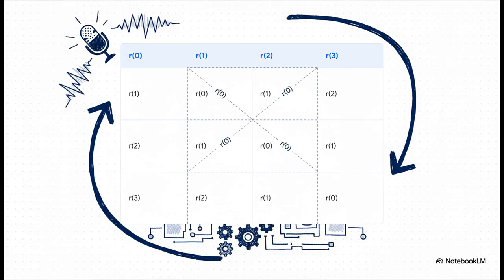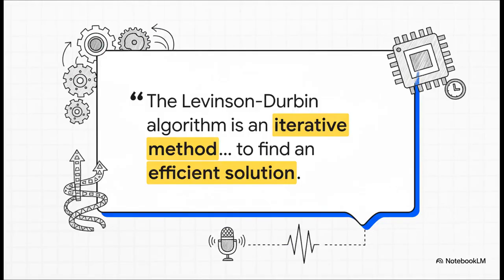This beautiful, supersymmetric structure emerges, called a Toeplitz matrix. Just look at it. See how every diagonal has the exact same value all the way down? This isn't just pretty to look at. This special structure is the key that lets us solve the whole system without having to use tons of computing power. And this is where the real breakthrough came in.